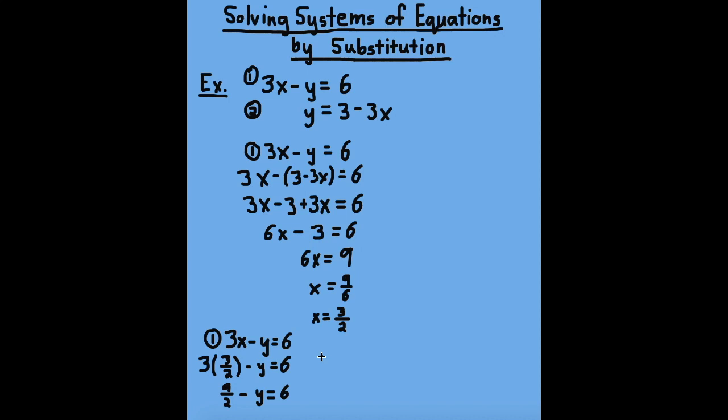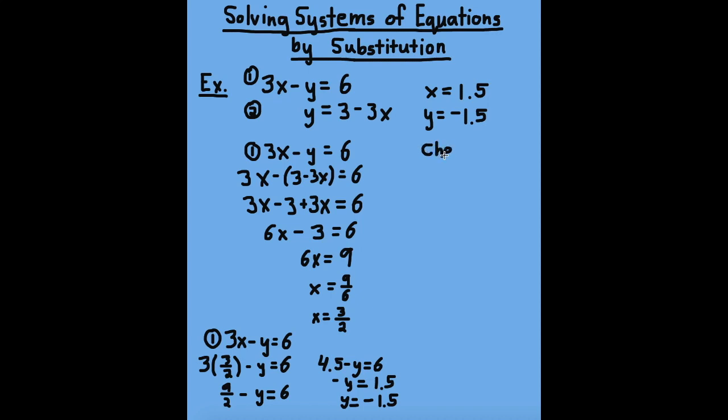Then we get 4.5 minus y equals 6. Then we can subtract 4.5 from both sides and get negative y equals 1.5. Then we divide both sides by negative 1 to isolate y completely, and we get y equals negative 1.5. So we got x equals 3 over 2, which we can write as x equals 1.5, since 3 over 2 equals 1.5, and y equals negative 1.5.